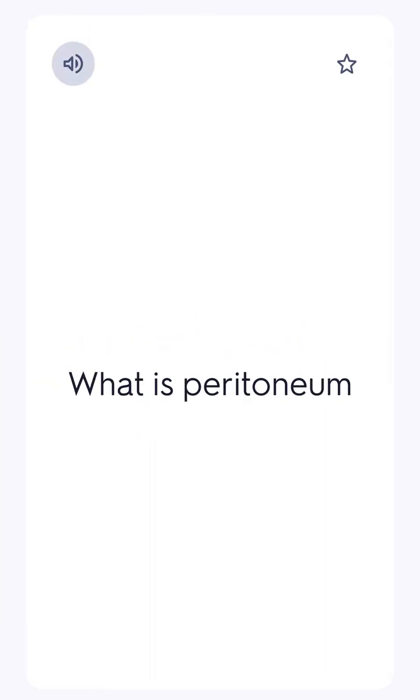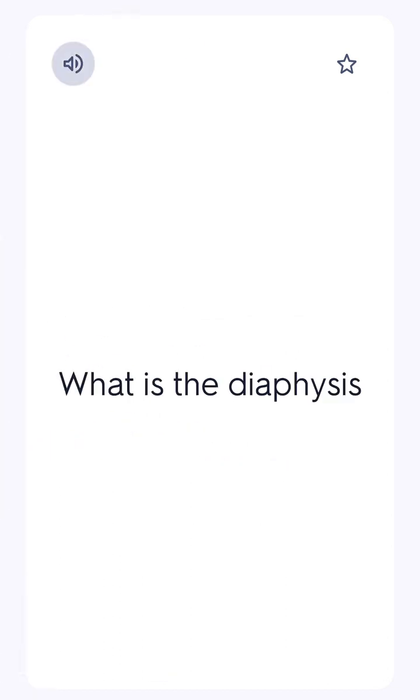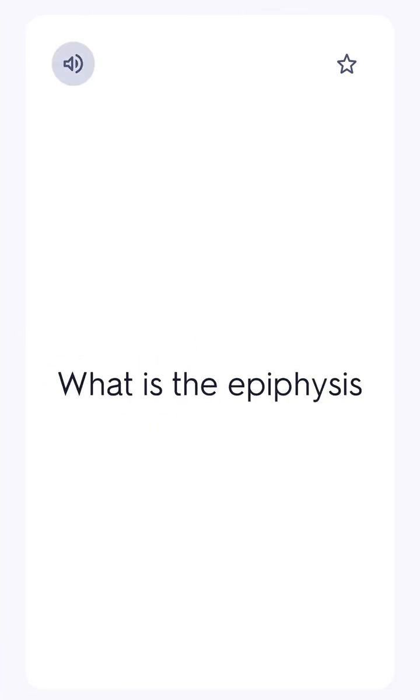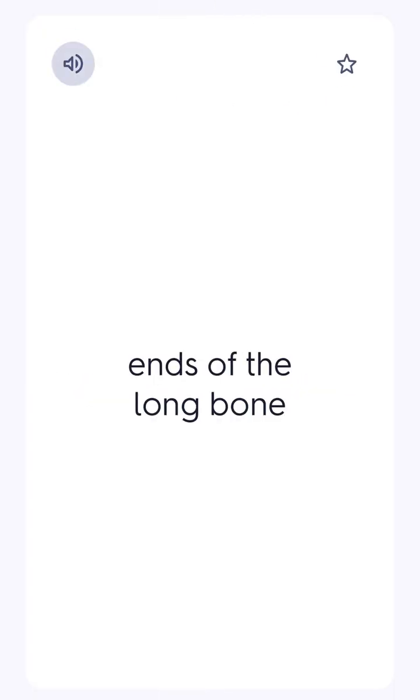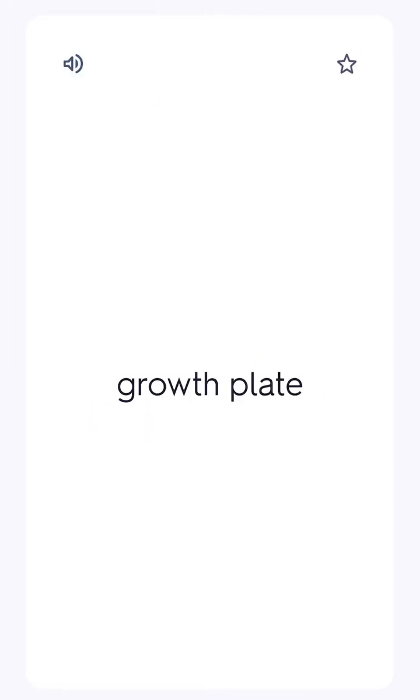What is periosteum? Is dense irregular tissue that forms on bones except at the ends of long bone. What is the diaphysis? Long shaft of the bone. What is the epiphysis? Ends of the long bone. What is the epiphyseal plate? Growth plate.